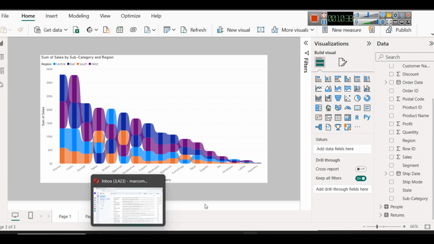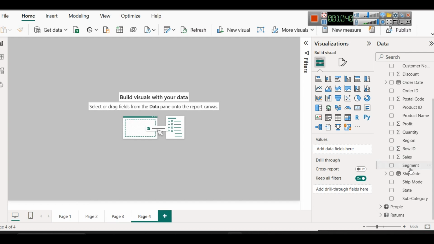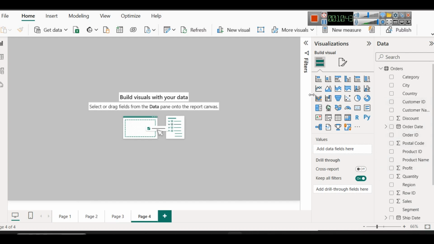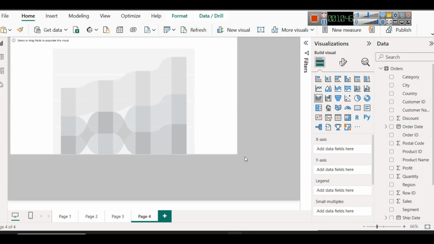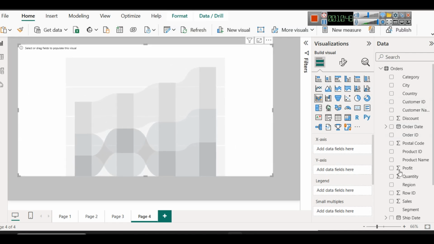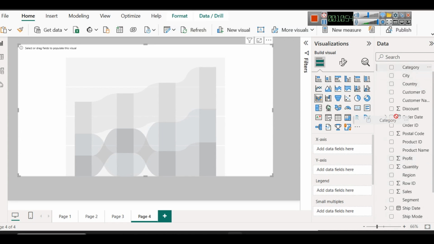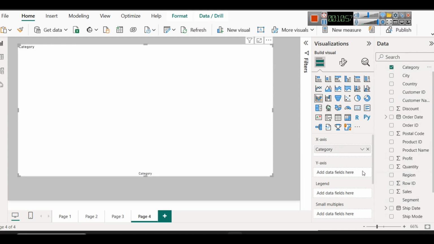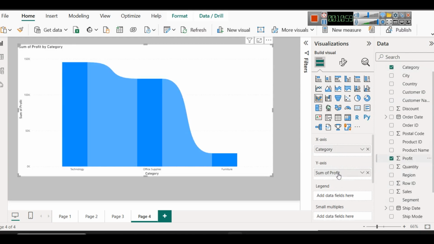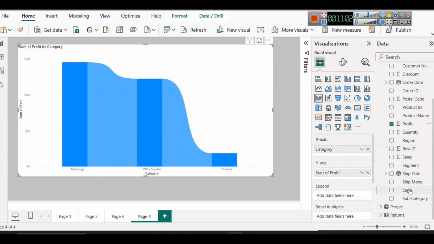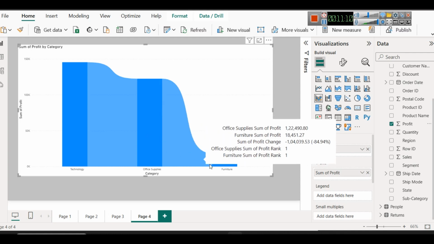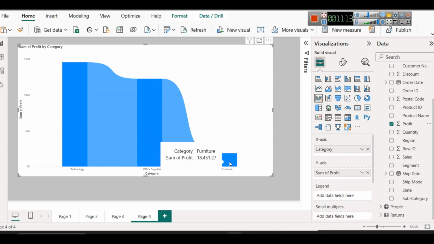So we can take another example. Let's say this time we again go with a ribbon chart, and in x-axis we will drag primary category of the product, and on y-axis we will drag profit, and so it is showing us that overall technology has the highest sales, office supplies second, and lowest amount of actual profit. So lowest amount of profit is in furniture.